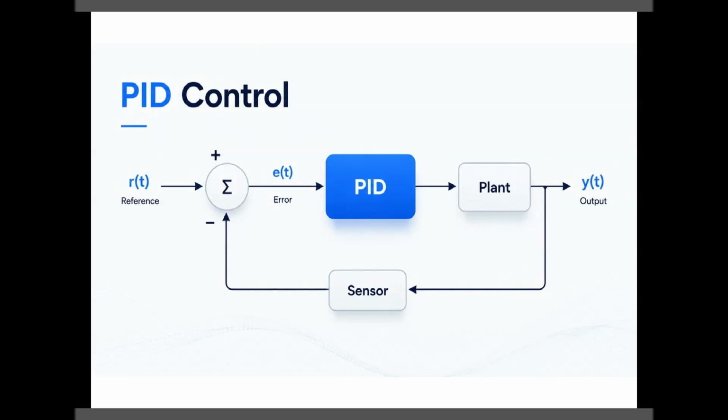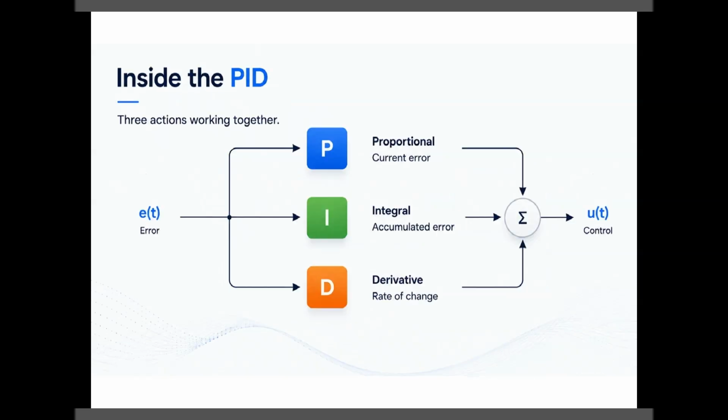Rather than applying a fixed input, the controller is constantly adapting its actions based on the latest information from the system. In the next section, we will look inside the PID controller itself and see how it uses three simple components to generate this control action.